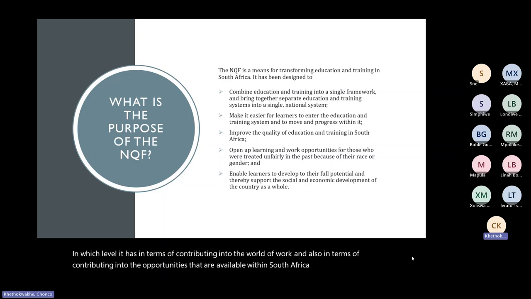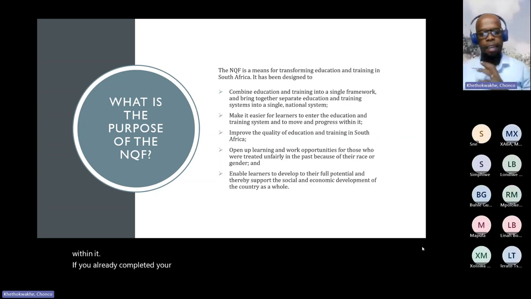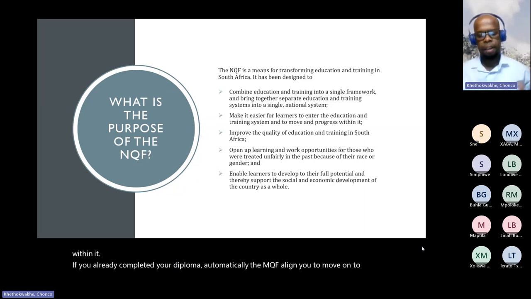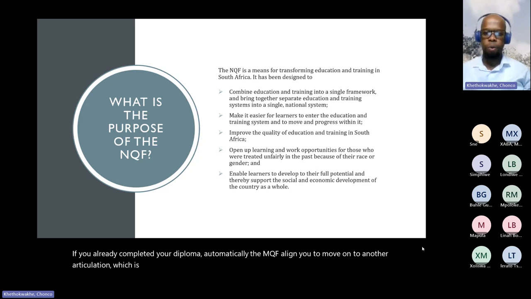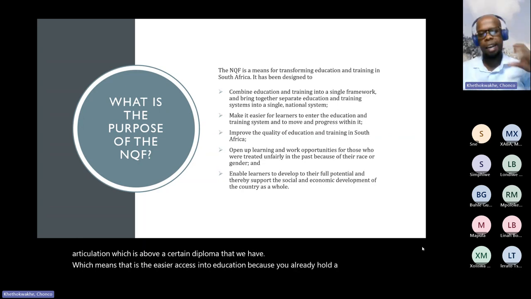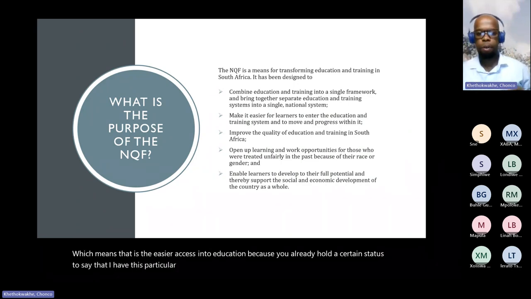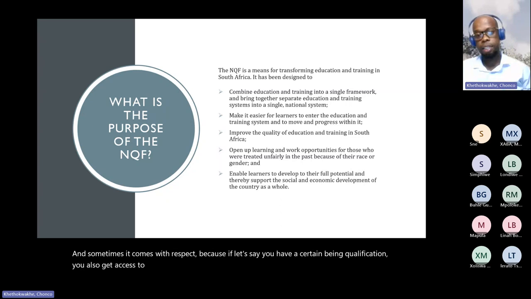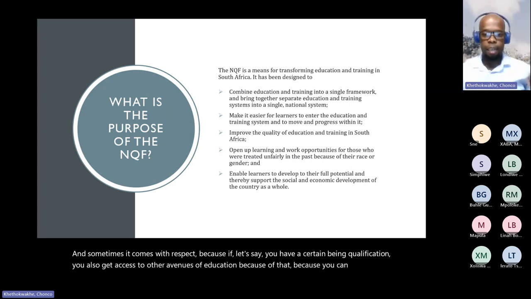if I may say. And it also makes it easier for learners to enter the education and training system, to move and progress within it. If you already completed your diploma, automatically the NQF aligns you to move on to another articulation, which is above the diploma that you have obtained, which means that is easier access into education, because you already hold a certain status to say that I have this particular NQF, and then I can move on to another because I'm holding a certain level already. And sometimes it comes with respect, because if, let's say, you have a big qualification, you also get access to other avenues of education because of that, because you can progress, you can move within the NQF.